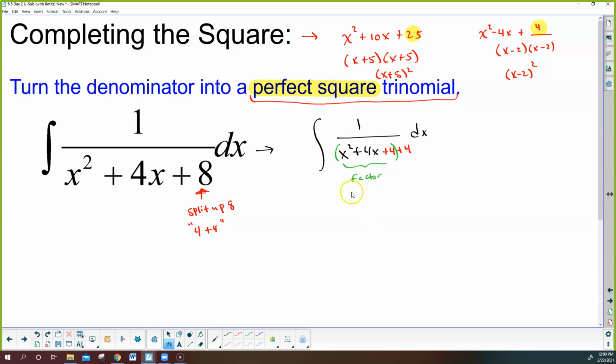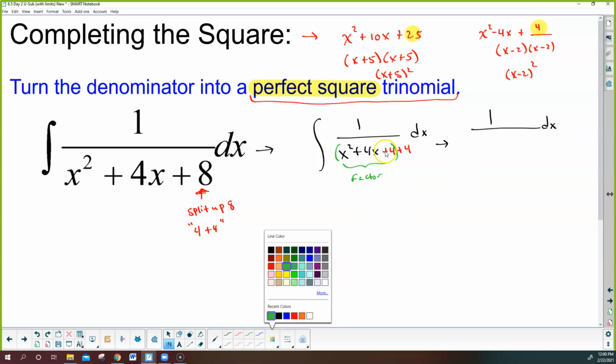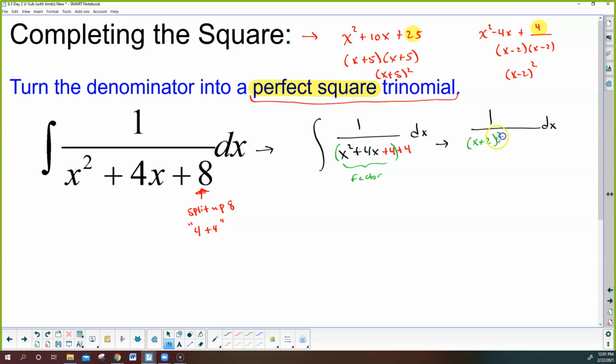Well, I can factor that, right? So this now becomes x plus 2, so 2 times 2 gives me 4, and 2 plus 2 gives me 4. So instead of writing it out like this, I'm going to just say, well, isn't that the same as x plus 2 squared right here? And then I just have this extra 4 pushed off to the side. And we're still taking the integral of that.